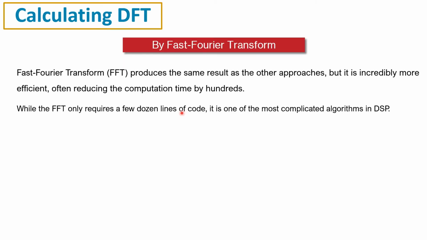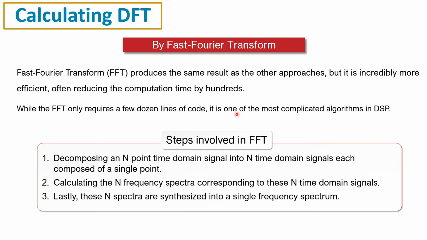Okay, now we come to the DFT calculation by fast Fourier transform. So this approach produces the same results as others, like by correlation and by simultaneous equations, but it is faster and efficient as it requires only a few lines of code to do the task. So, and it involves three steps.